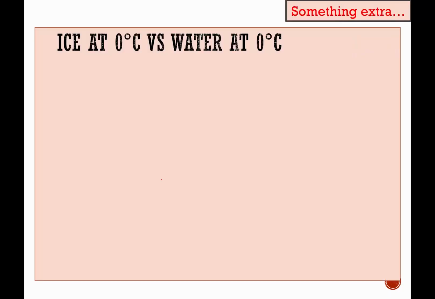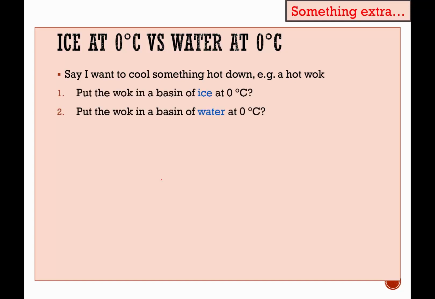Finally, let us discuss something a little bit more, something extra. So let's say we have ice at 0 degrees Celsius versus water at 0 degrees Celsius. And let's say I do a lot of cooking during the circuit breaker period. So I want to cool something hot down, for example, my hot wok. So do you think it is a more efficient process? Ignore the logistics, but do you think it is more efficient physics to put the wok in the basin of ice at 0 degree? Or do you think it is more efficient to actually put the wok in a basin of water at 0 degree? Which method is actually better to cool the hot wok down? Or are they actually the same?